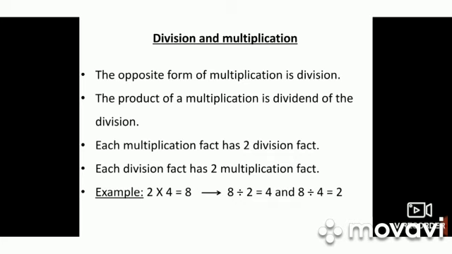Division and multiplication, both I can say are relatives. So the opposite form of multiplication is division. The opposite form of division is multiplication. The product of a multiplication is the dividend of the division. Each multiplication fact has 2 division facts. I have mentioned it already, right? Each division fact has 2 multiplication facts. And I have given the example 2 fours are 8. The division fact is 8 divided by 2 is equal to 4. And 8 divided by 4 is equal to 2, just change the divisor and the quotient. This is the way you can write the division fact for the multiplication fact.